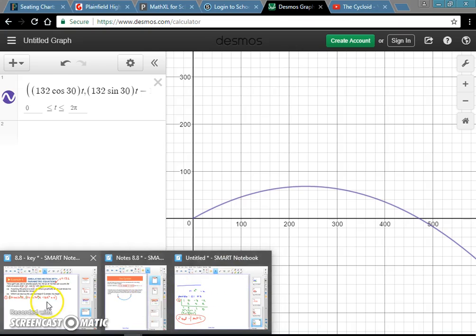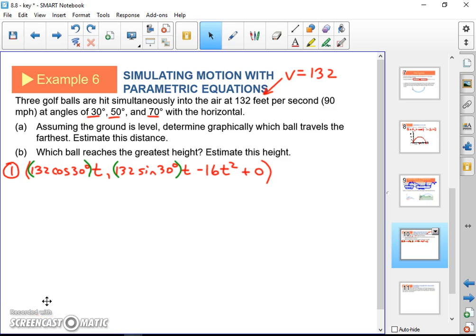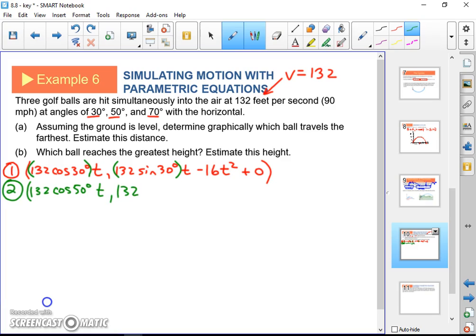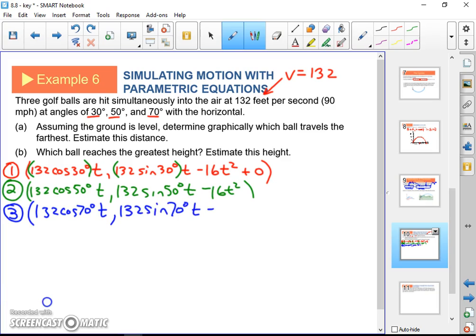So if you look at the other 2 parametric representations, the other 2 golf balls, the second one's going to be 132 cosine 50 times t and 132 sine 50 times t minus 16t squared. And then the third one is going to be 132 cosine 70 times t and 132 sine 70 times t minus 16t squared. Again, I left out the 0 because it's not going to do anything. Let's graph them.